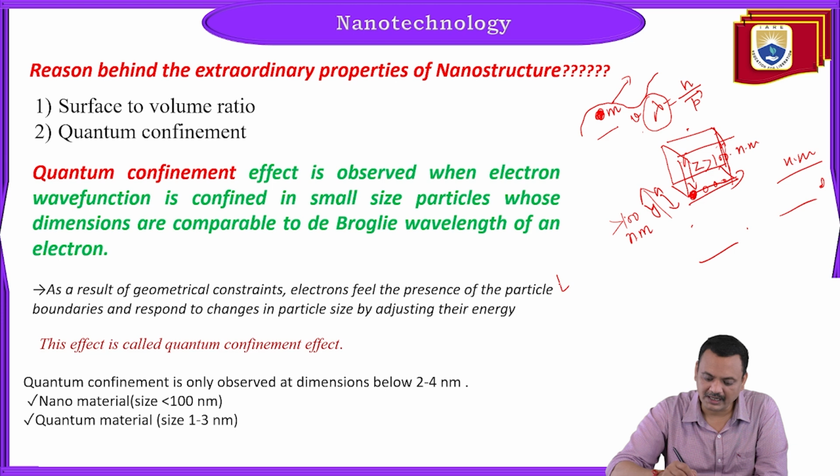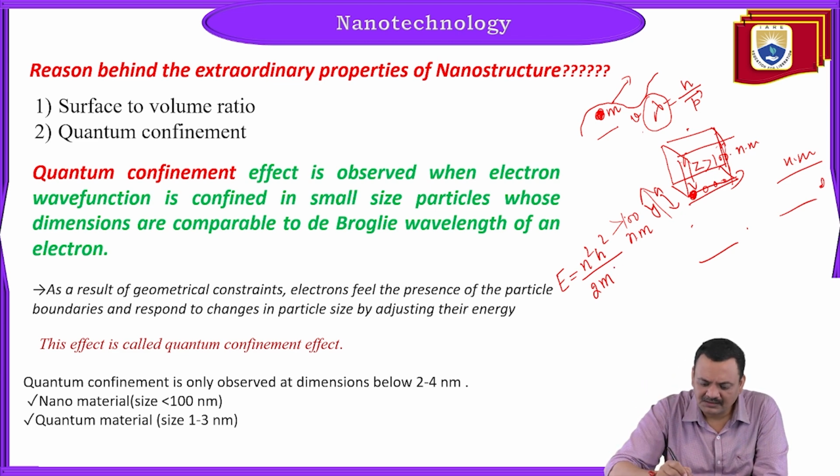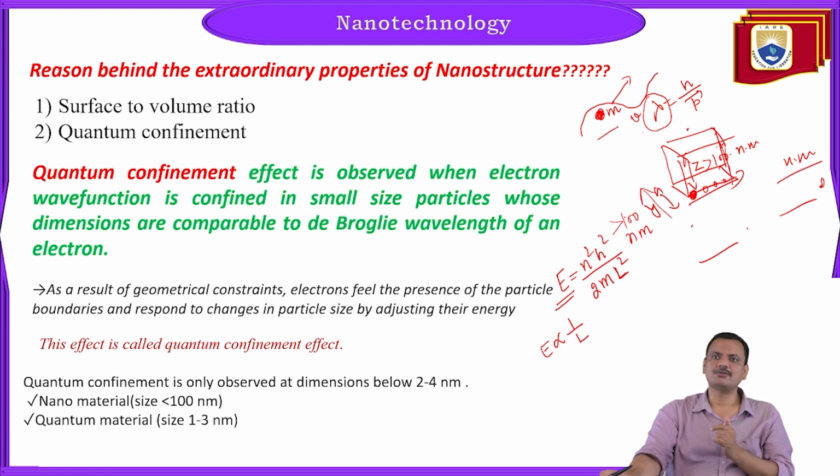with the help of quantum mechanics you can analyze the corresponding energy level: E is equal to n square h square upon 2m L square, where L is the length or dimension of the material in that particular restricted direction. If this L is very small, the corresponding energy values will be high, because E is inversely proportional to L square. So if L is very low, your E value will be high.